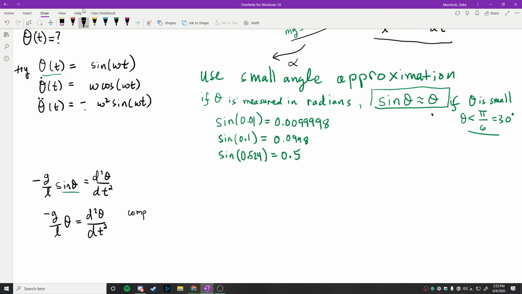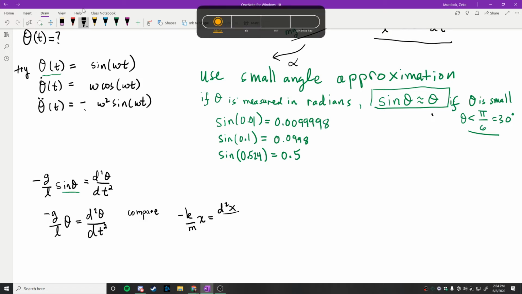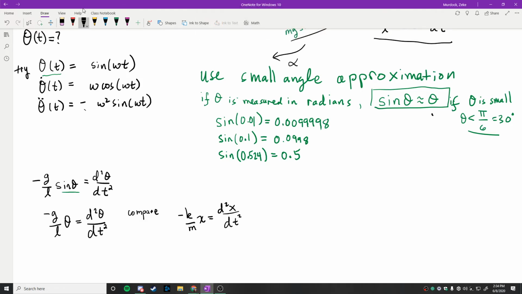I'm going to show you what that equation was. Last time, when we had the box on the spring, we had a function that looked like this: negative k over m multiplied by x, equal to d2x over dt squared. We solved that equation in class last time, and what we found was that the negative k over m became omega squared, so omega was equal to the square root of this thing right here.